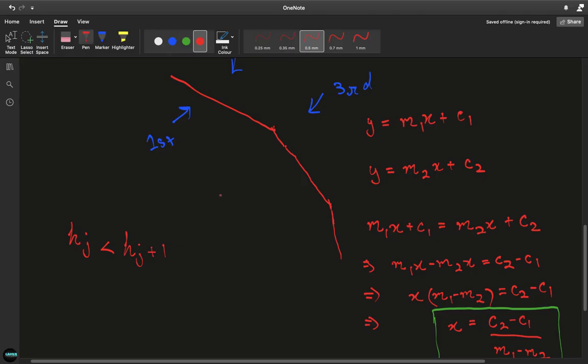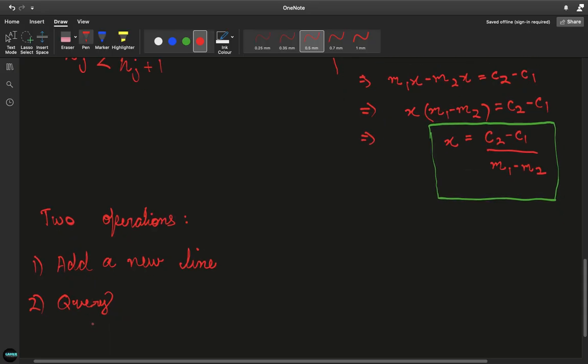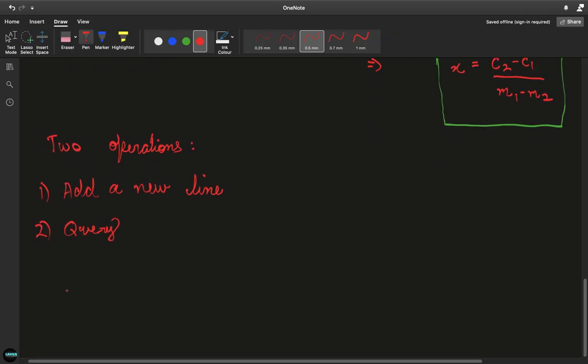So now we have two types of operations we want to do. We want to add a new line, and we want to query. That is basically find some line which gives us the best value for our x query. So let's look at what we do when we need to add a line.